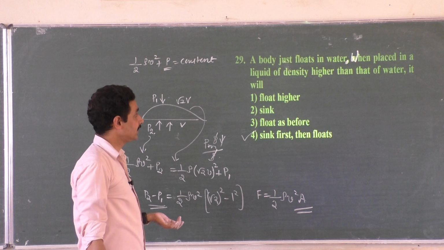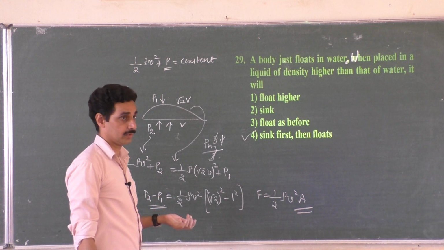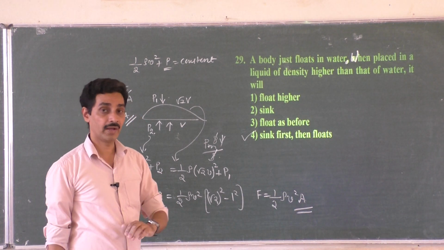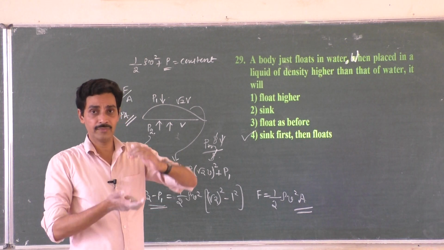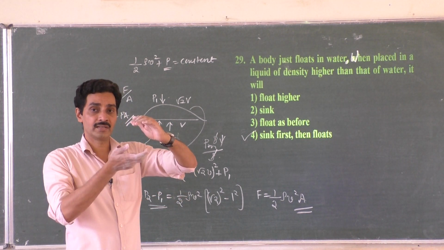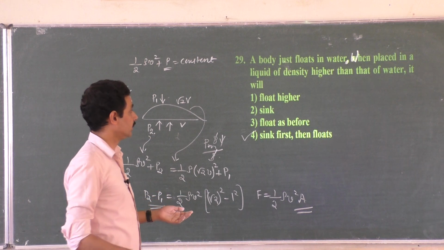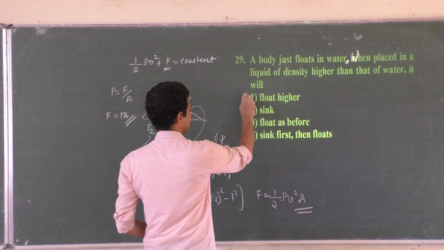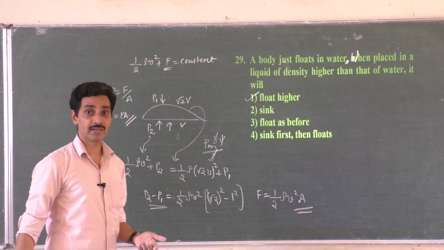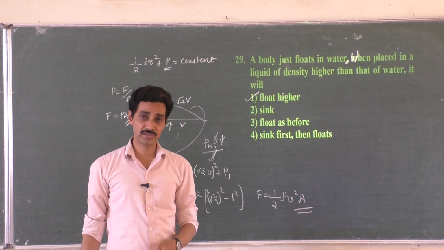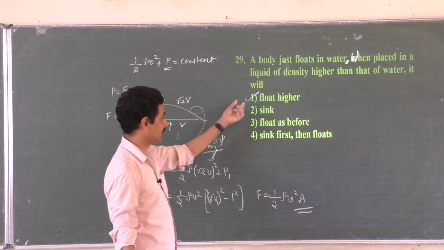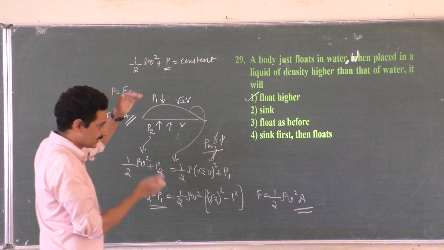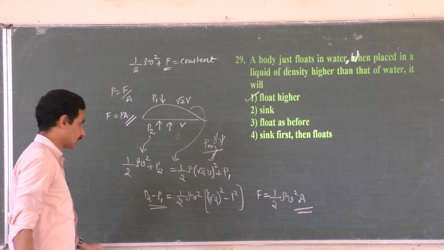And when placed in a liquid of density higher than that of water, then it will definitely float with some portion outside. So it floats higher because it has more density. Iron sinks in water, but iron floats in mercury because its density is much more. So similarly here it floats higher. It's not just floating, it will float higher.